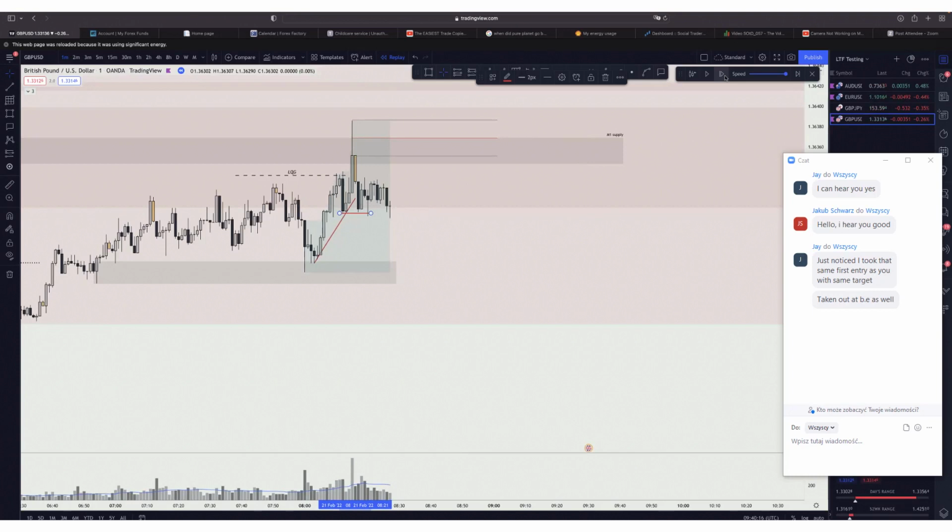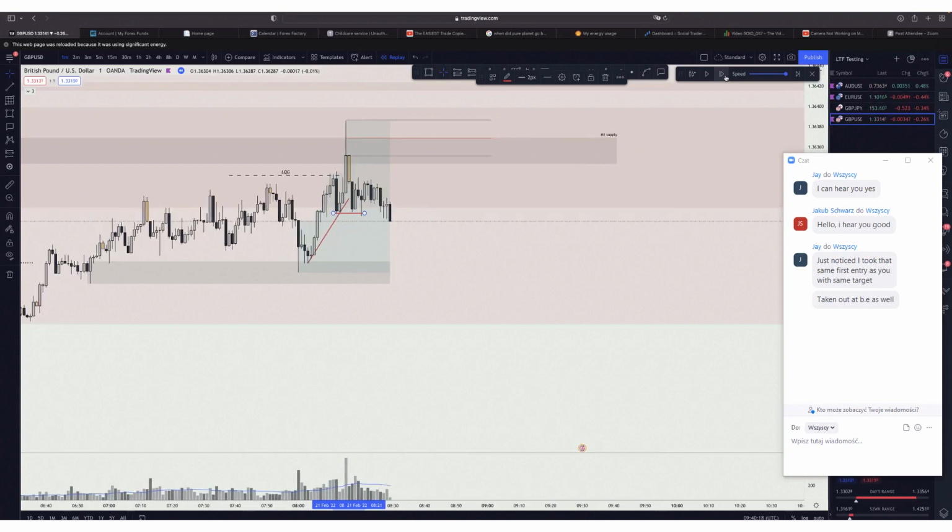What a massive price action! Great day, yes. One big range in supply.